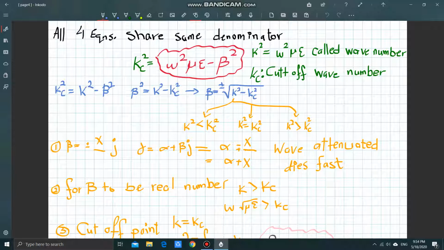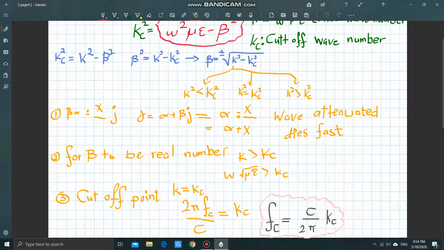We will refuse the negative sign because this means that the wave gains power as it propagates through the medium, which is wrong. The wave loses power. So we will see that alpha is equal to plus x, which is a real number. This means that the wave is attenuated very highly and it dies fast.